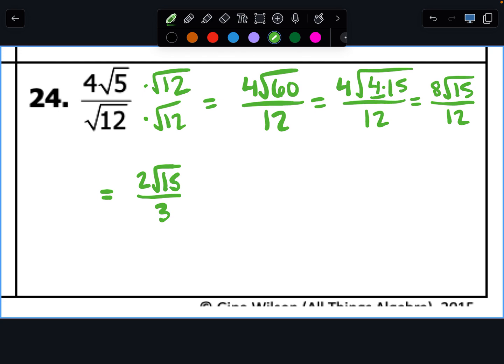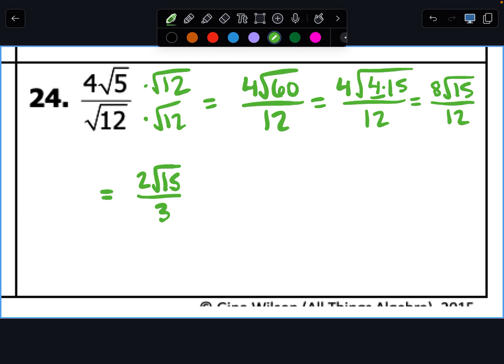Any questions on this one? Can we go over it? Okay, so you multiply the top and bottom times the radical from the denominator. That gives us 4 root 60 over 12. Then 60 breaks apart into 4 and 15. Square root the 4, you get 2. Multiply that in front, you get 8 root 15 over 12.